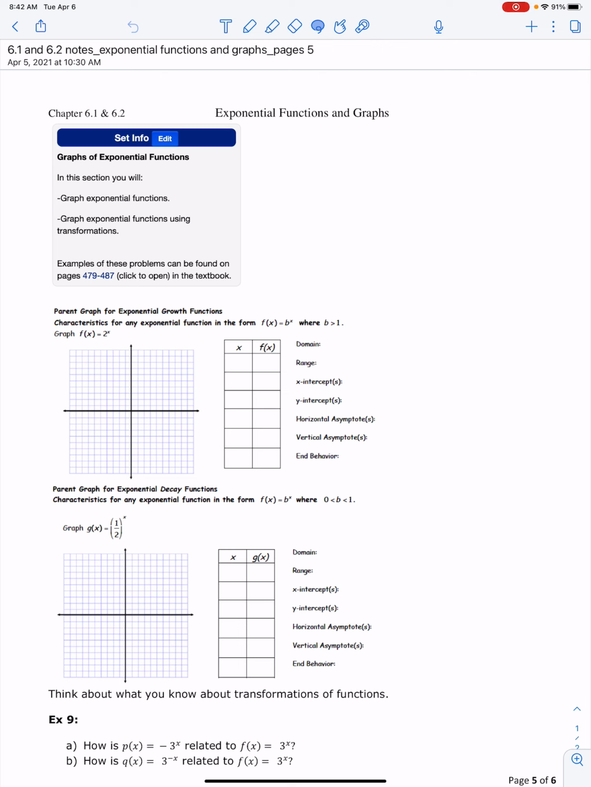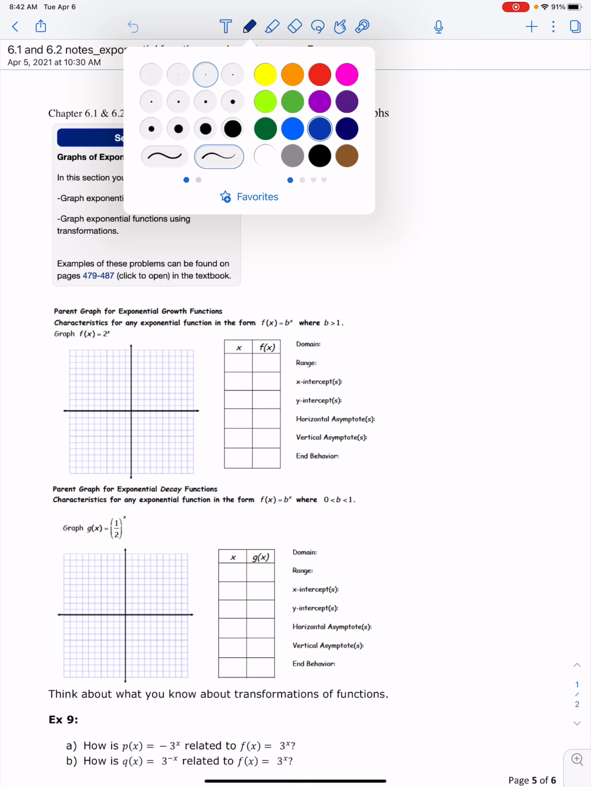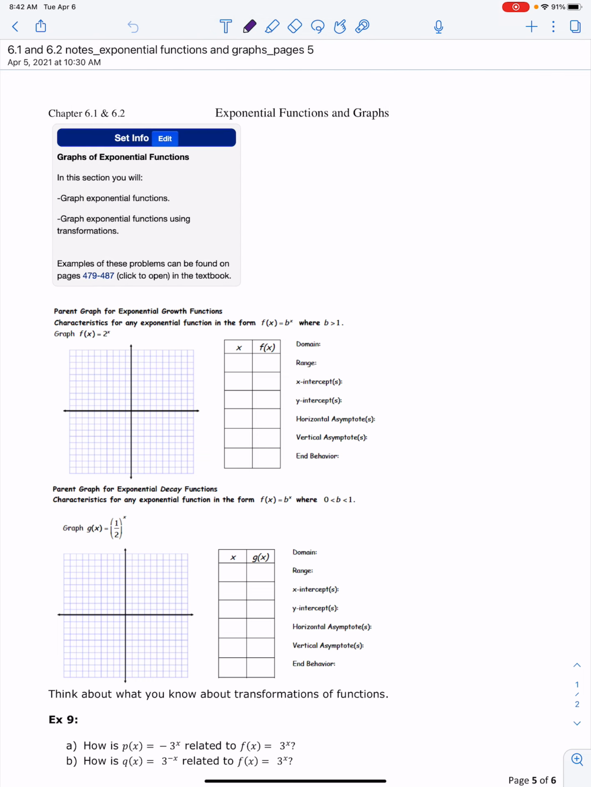Okay, this is the 6.1 and 6.2 notes, page 5. We're going to go through these fairly quickly, and then on page 6 we will talk about transformations of exponential functions. Looks a little different because it's not quite as obvious sometimes as when we're transforming a parabola.